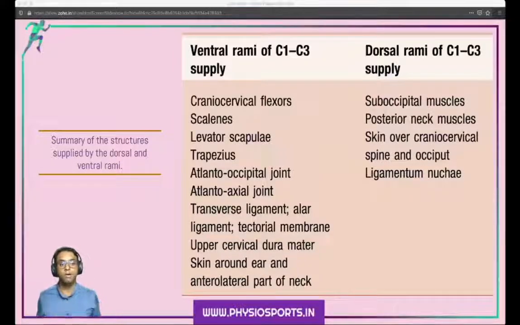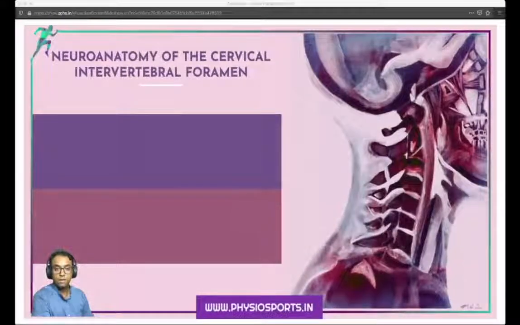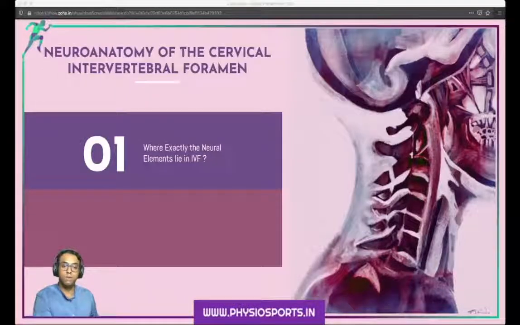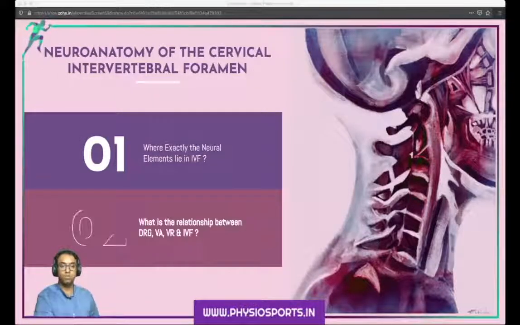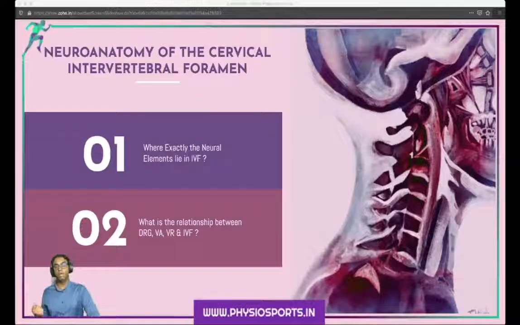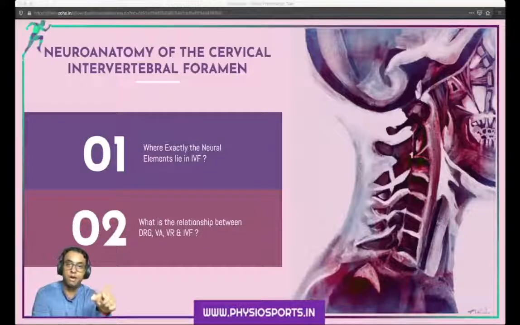Now the dorsal rami of C1 to C3 supplies the suboccipital muscles, the posterior neck muscles, skin over the craniocervical spine, the occiput, and the ligamentum nuchae. Now we move on to the neuroanatomy of the cervical intervertebral foramen. Where exactly do the neural elements that we have just discussed lie in the IVF? Also, what is the relationship between the dorsal root ganglia, the vertebral artery, and the ventral root in the IVF?